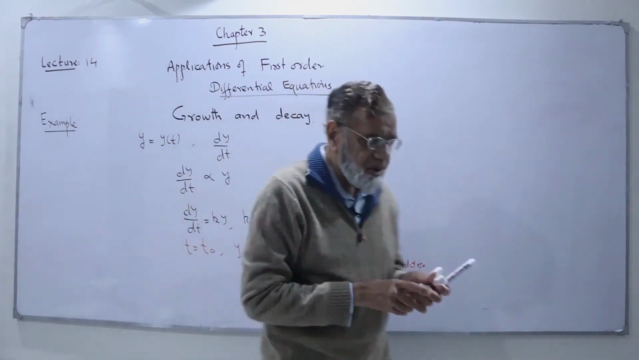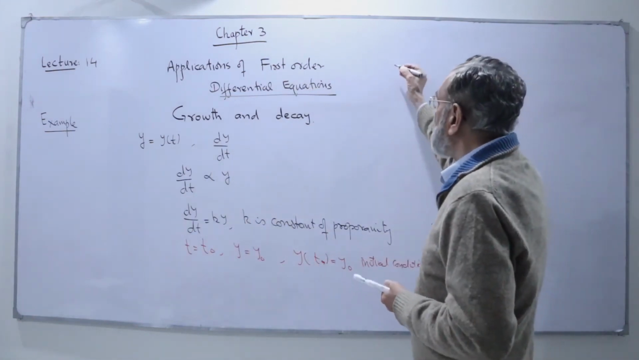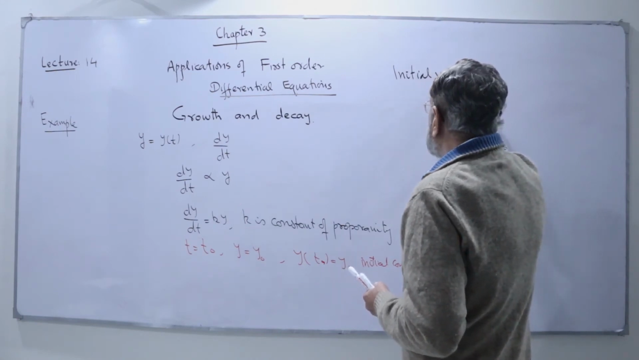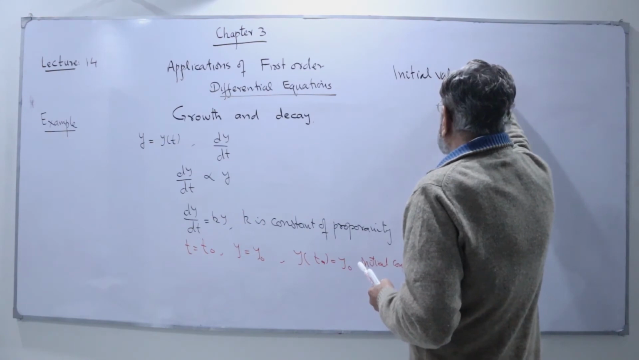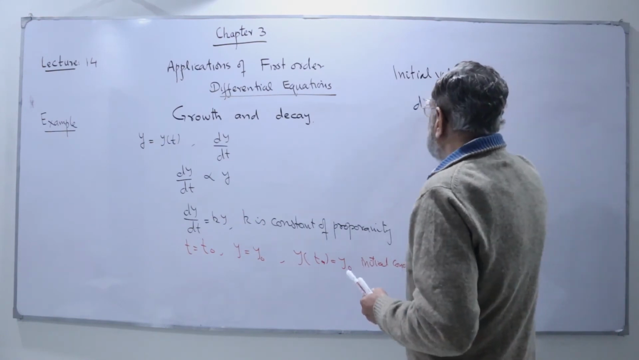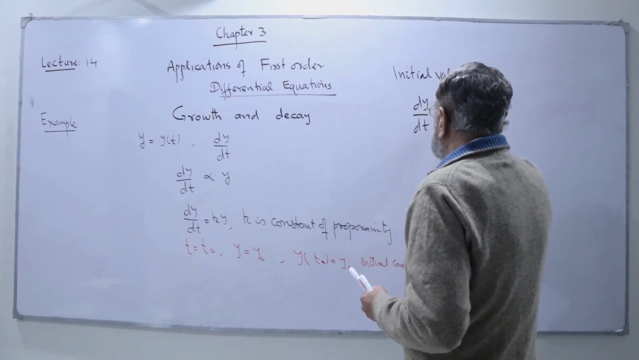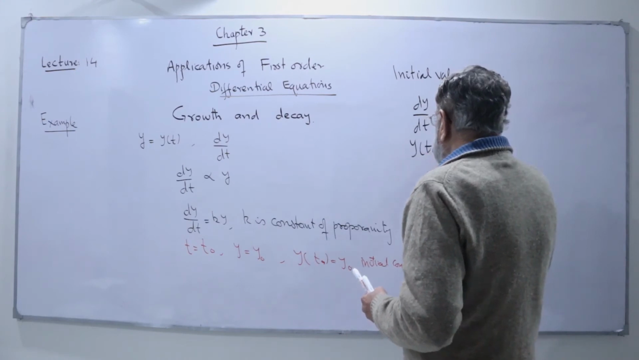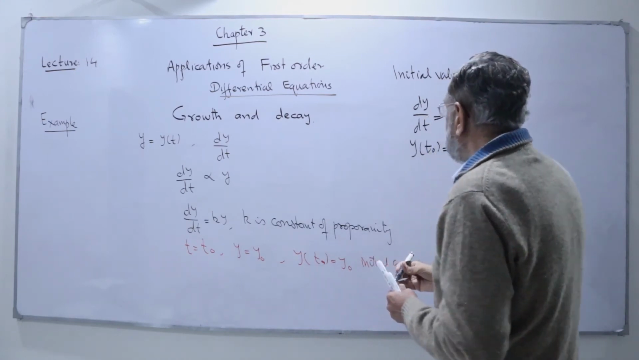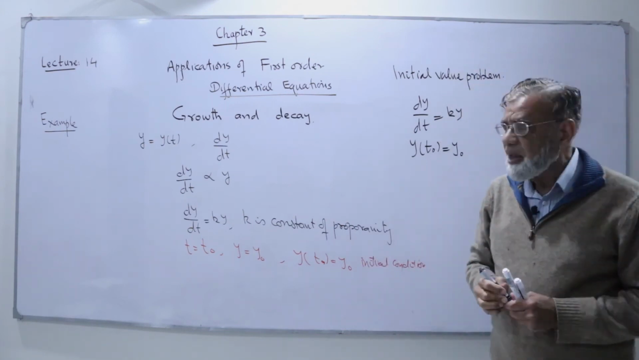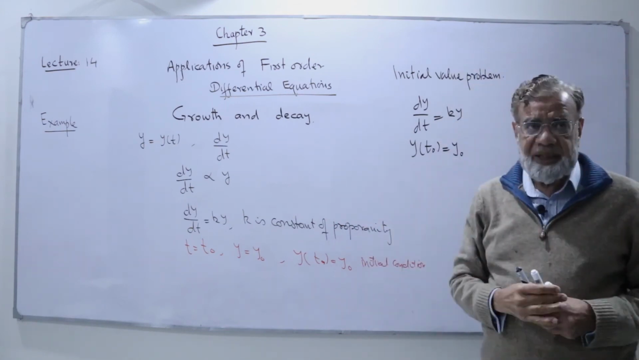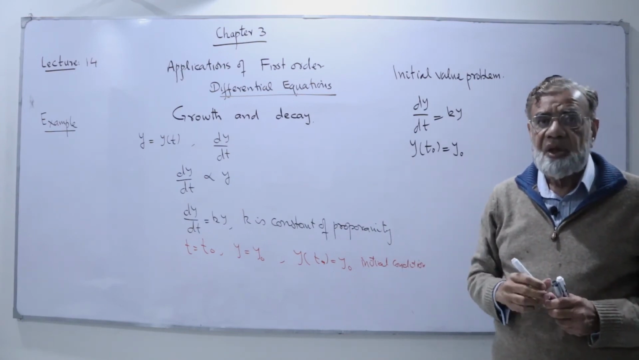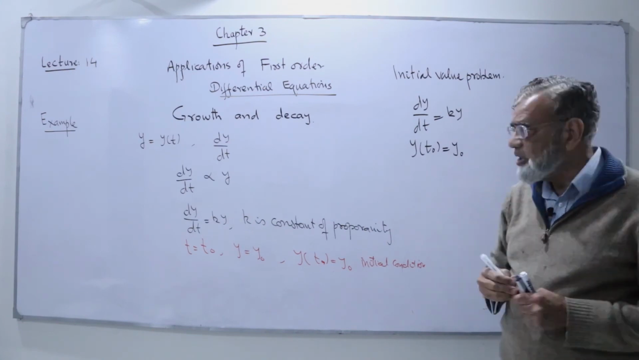Our initial value problem now, if you take this as initial condition, we get dy by dt is equal to ky, with the initial condition y at time t0 is equal to y0. This is our initial value problem. We have the differential equation and initial condition. We are having here k as a constant of proportionality. We want to find the value of k, then we get the complete solution. To get the value of k, we need one more condition, an additional condition.